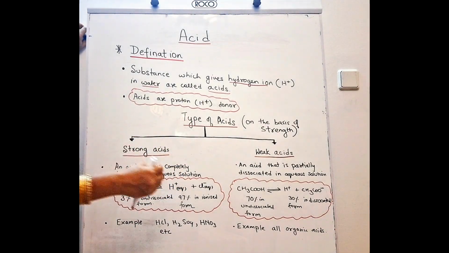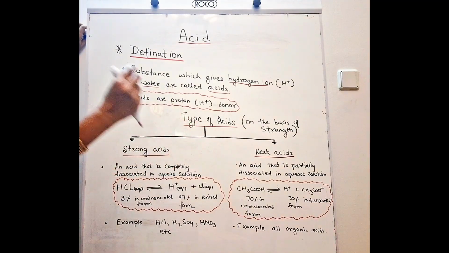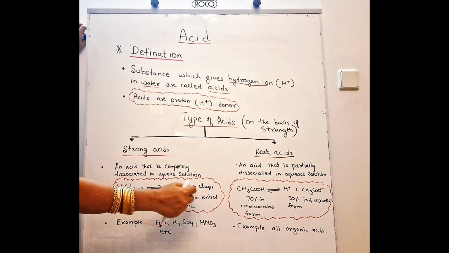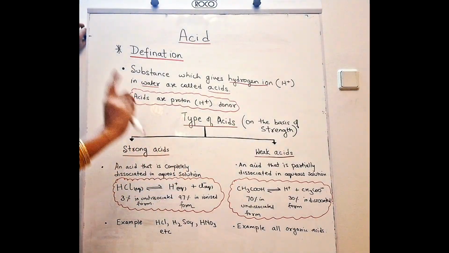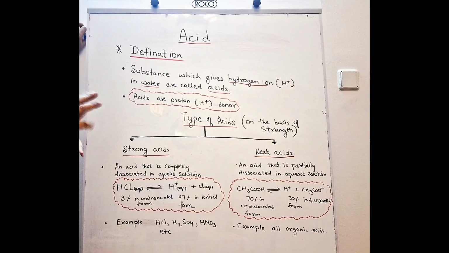Strong acid means 97% of HCl is present in ionized form, and only 2, 3 or 1% of HCl is present in undissociated or unionized form. This is the ability of HCl which makes it a strong acid. It means they will exist in ionic form, not in compound form. They will exist in ionic form in aqueous solution. That is a strong acid.